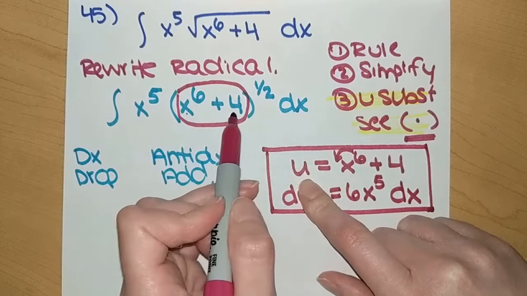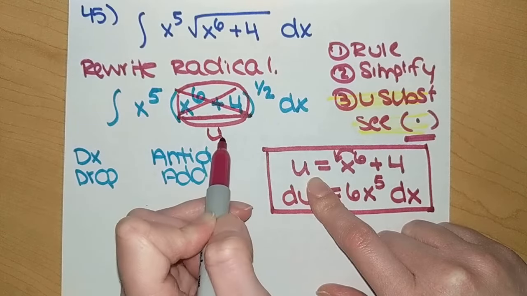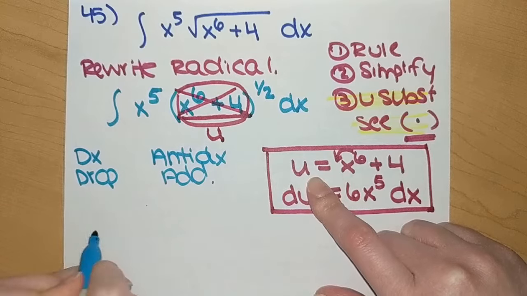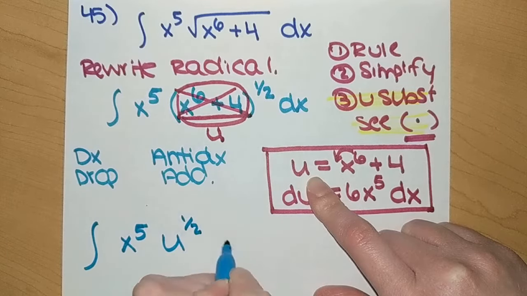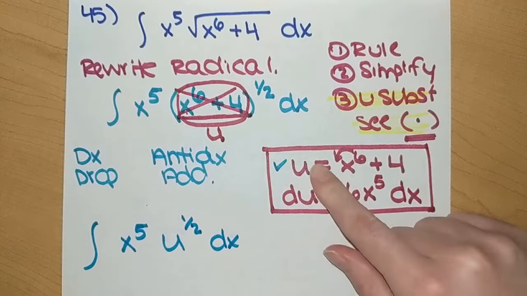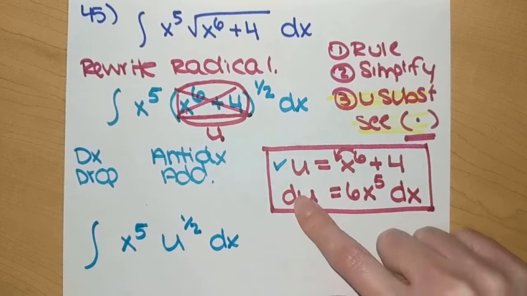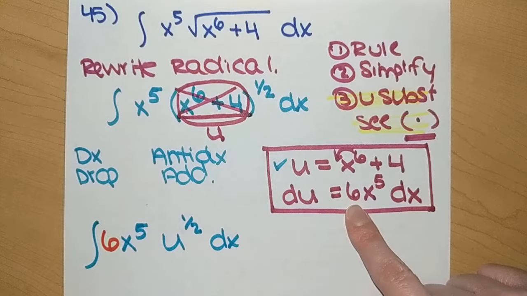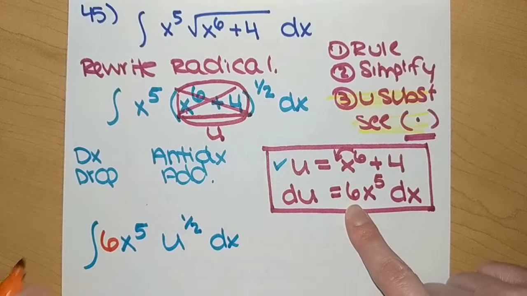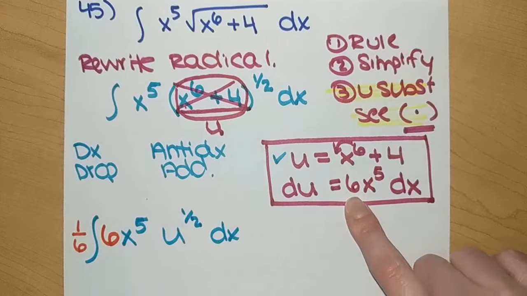So the first thing I do is focus on replacing the u. So this x to the 6 plus 4, all of that is going to get replaced with u. So this integral will now look like x to the 5th, u to the 1/2, and then dx. Okay, so that's our u replacement made. Now we go to our du replacement. For du, I need a 6, and I don't have a 6. So I'm going to multiply in by a 6. That, of course, changes the integral. So I will divide by 6, and then that balances it out.